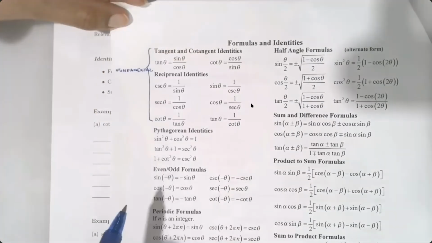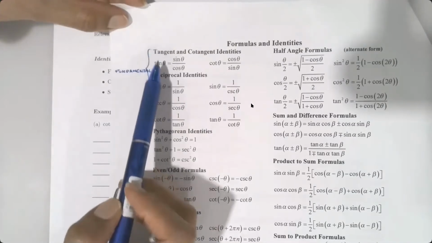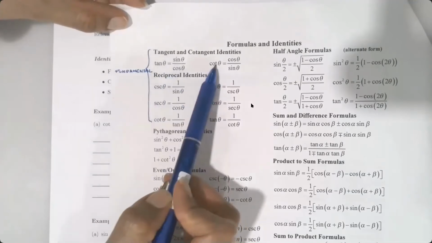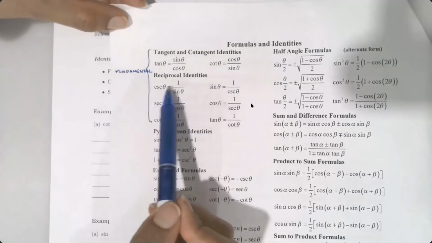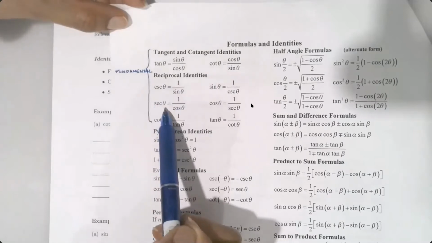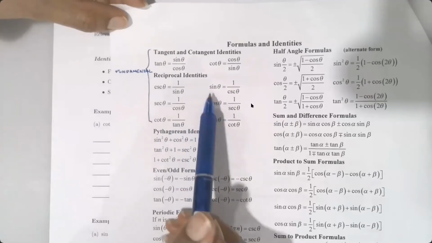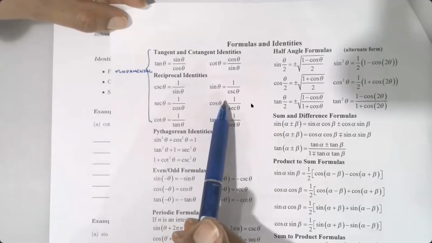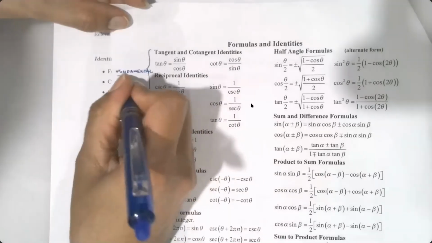And if you take a look at what they are, these we've learned before. We've learned before that tangent is sine over cosine, and that cotangent is cosine over sine. We've also learned that cosecant is 1 over sine, secant is 1 over cosine, cotangent is 1 over tan. And the same thing is true about sine, cosine, and tangent. They are the reciprocal of cosecant, secant, and cotangent respectively. Okay, so these are known as the fundamental.